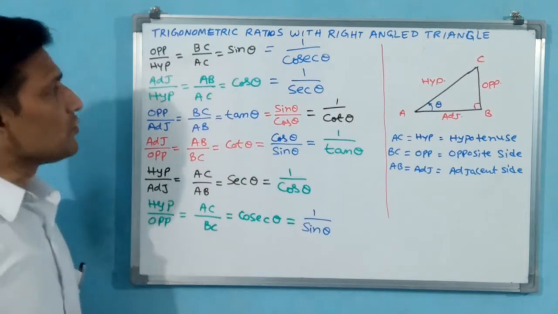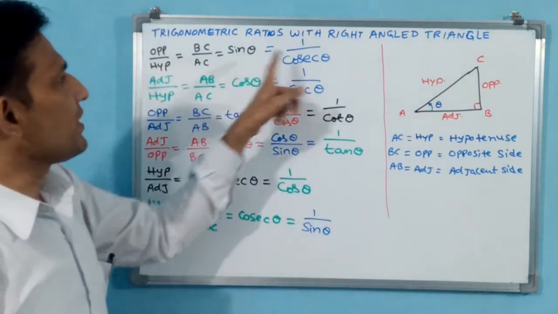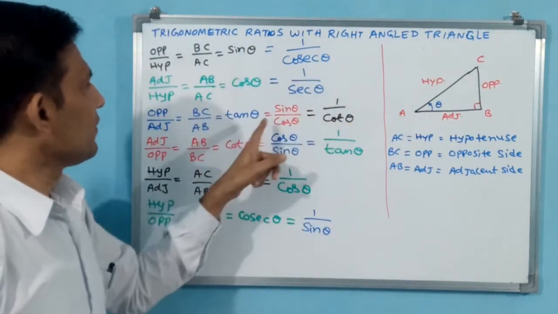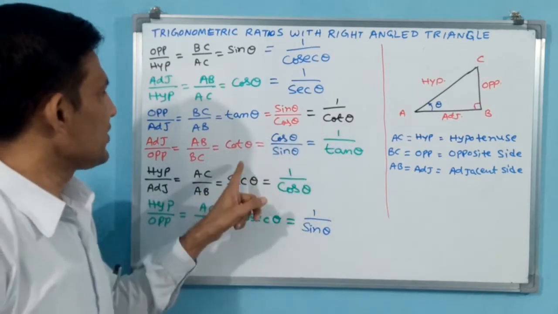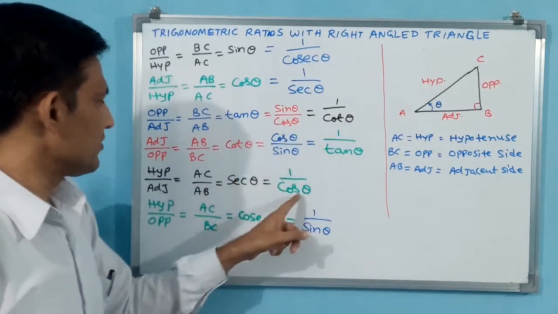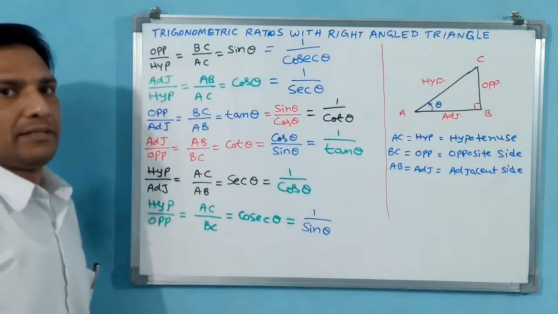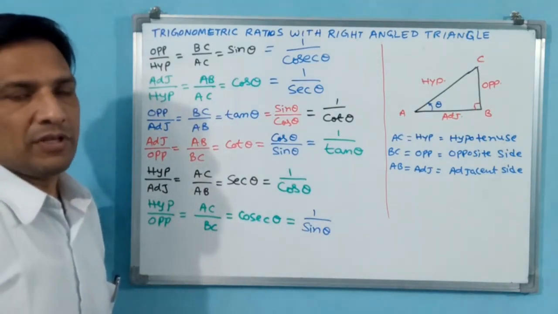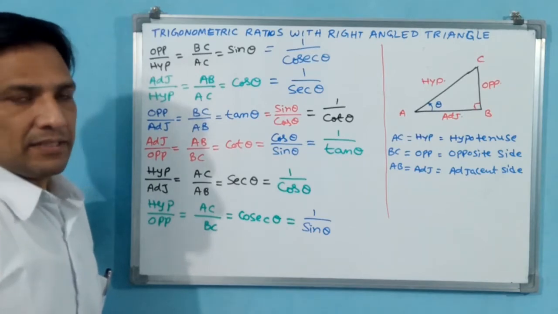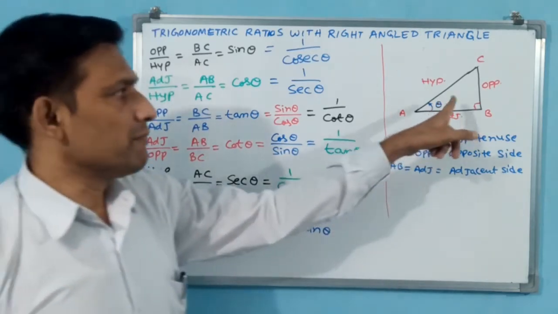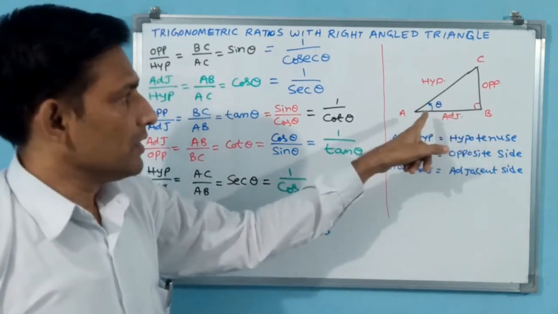Okay. Now you see how many ratios have come. 1, 2, 3, 4, 5, 6, 7, 8, 9, 10, 11, 12, 13, 14. 14 ratios are very, very important. Okay. These are basic ratios. You have to understand this. Okay. See, this is an important figure.